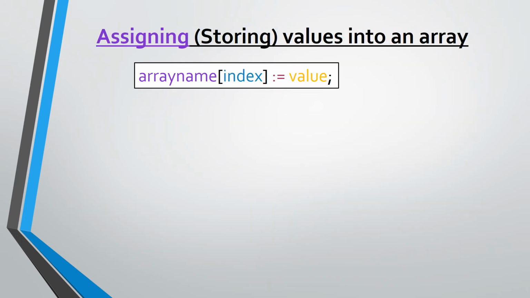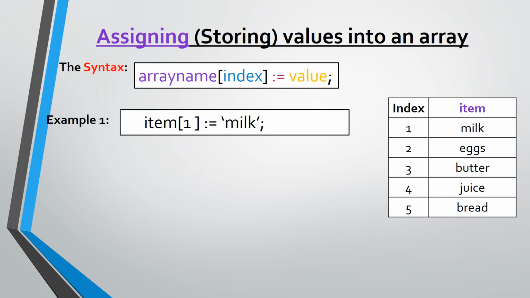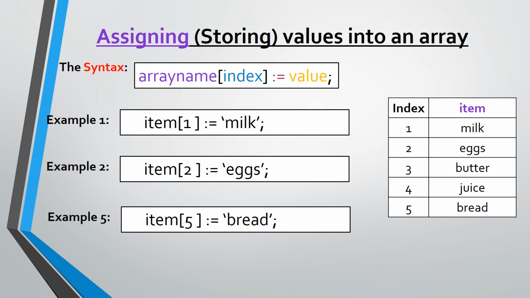Assigning or storing values into an array. I have the array name. This is the syntax for it: the array name, with square brackets, the index, colon equal to the value. And this is the box here. And this is the example. I give them 3 examples from this example here of how to assign values to different locations in an array.